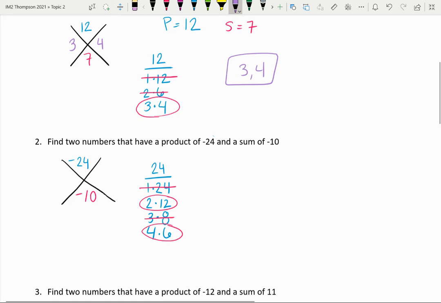I'm going to go through an added step on here because I have more options to choose from. This one's not as easy because I've got some negatives. I'm looking for two numbers that multiply to negative 24 and those same two numbers that add to negative 10. Now, you might want to use pencil or erasable pen or something, because I'm just going to write some numbers in, erase, and try again.